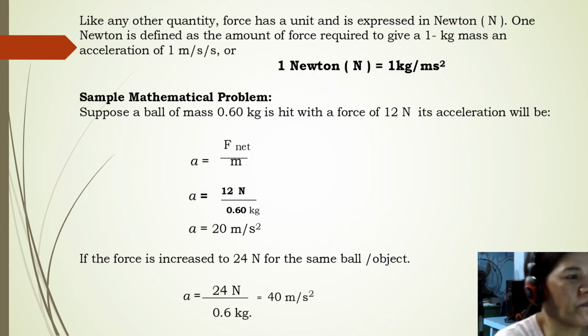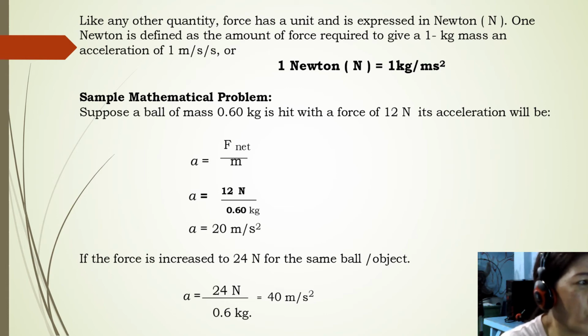So okay, we have here some problem. We will try to solve this one. Like any other quantity, force has a unit and is expressed in Newton. One Newton is defined as the amount of force required to give a 1 kilogram mass an acceleration of 1 meter per second squared. Or 1 Newton is equal to 1 kilogram meter per second squared.